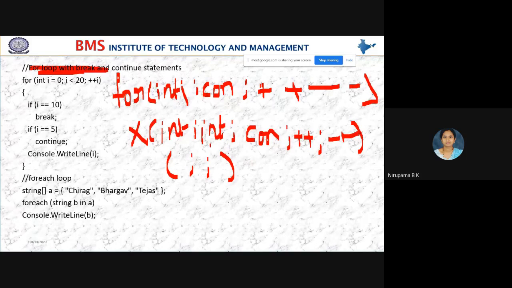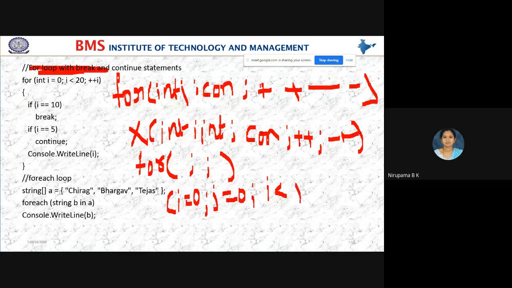Yes, students, this is wrong. Why? Because a for loop contains only two semicolons. The for loop should contain only two semicolons. If I am including two initializations like i is equal to 0 and j is equal to 0 in the same for loop, you can ask, can we include it like this? i is less than j, i plus plus.